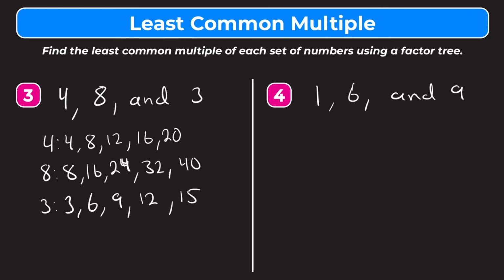So now we have to look and see, do we have any common multiples between all 3 of these? So 4 and 8 both share 8 and 16 as common multiples so far, and 4 and 3 both share 12 as a common multiple. But there isn't one that all three of them share. So, in this case, we've listed out the first 5 multiples of each of these numbers, and we haven't found a common multiple. So that means we're going to have to go a little bit further.